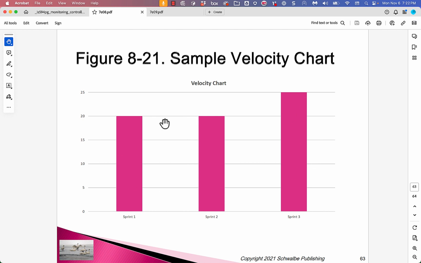And you probably shouldn't expect your velocity to be constant. It's probably going to be lower earlier on, and it's going to improve, and then it's going to kind of reach a steady state.